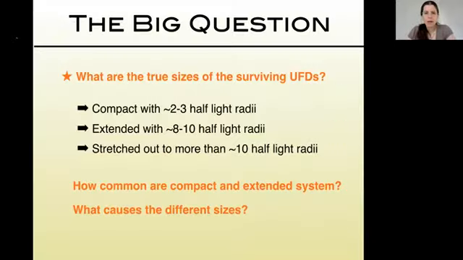And here are my big questions for Tucana. What are the true sizes of the first of the surviving UFDs? Are they compact? Are they extended? Or are they stretched out even more? And the associated questions here are: how common are compact and extended systems, and what causes the different sizes? So let's see if we can answer that.